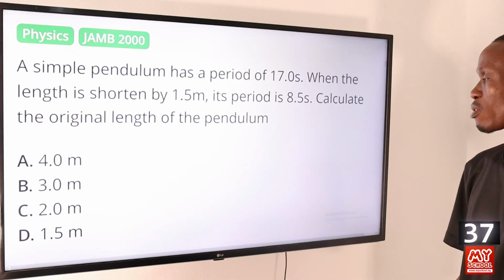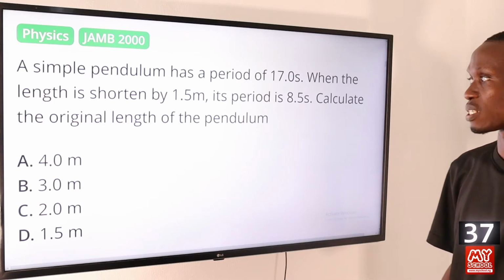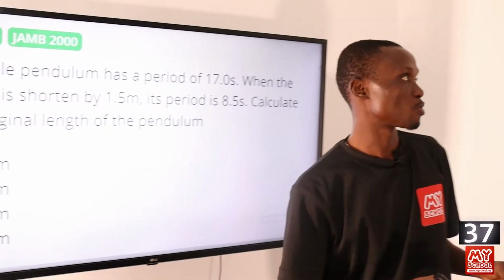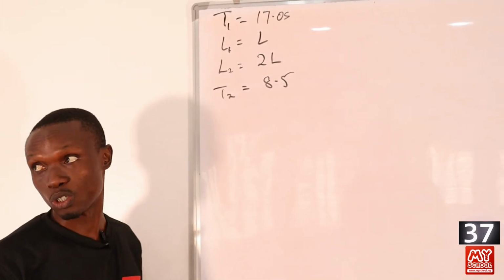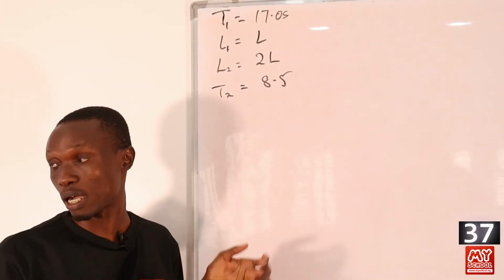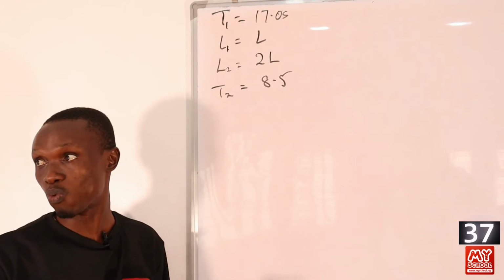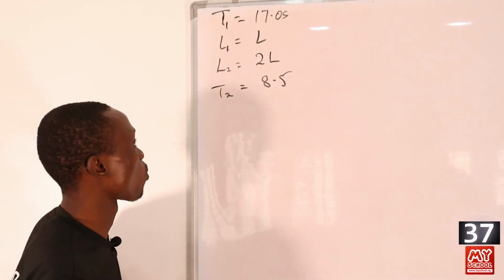meters. Each period is 8.5 seconds. Calculate the original length of the pendulum. So let's move to the board to solve this question. This is what is given to us in this question, the parameters that are given to us. We are asked to calculate the original length of the pendulum when the length is shortened by 1.5.